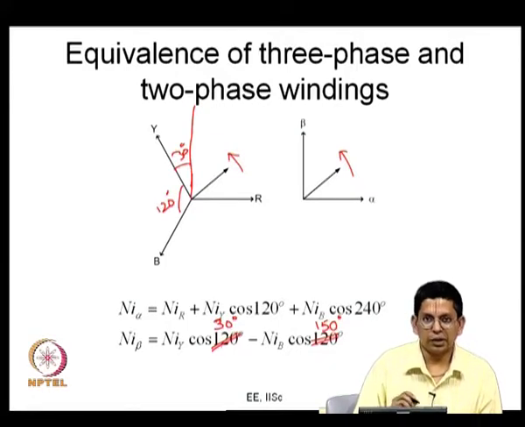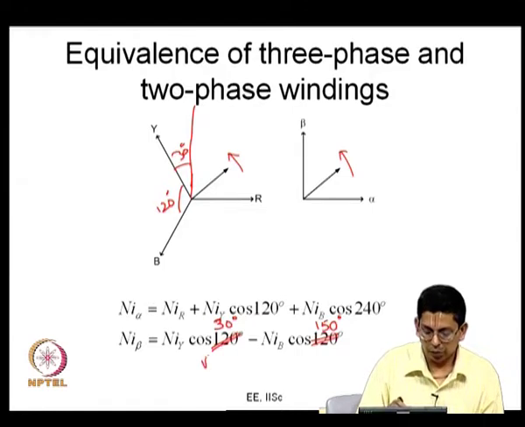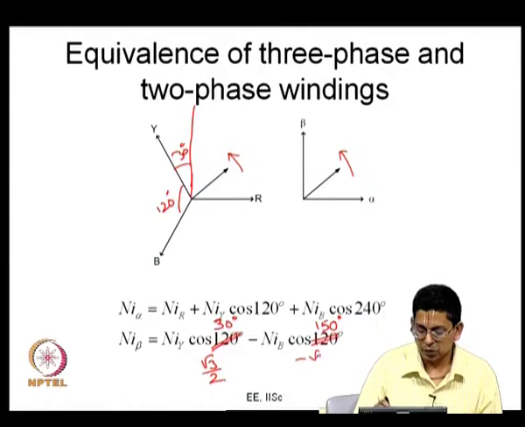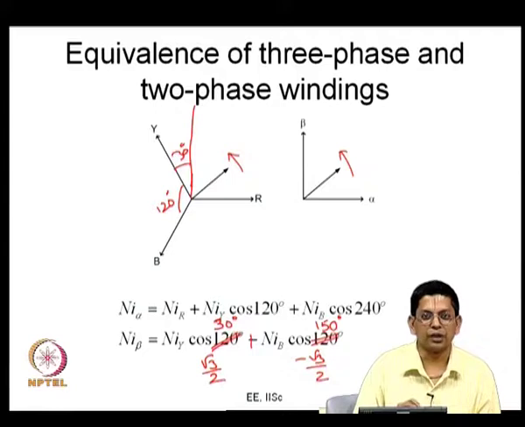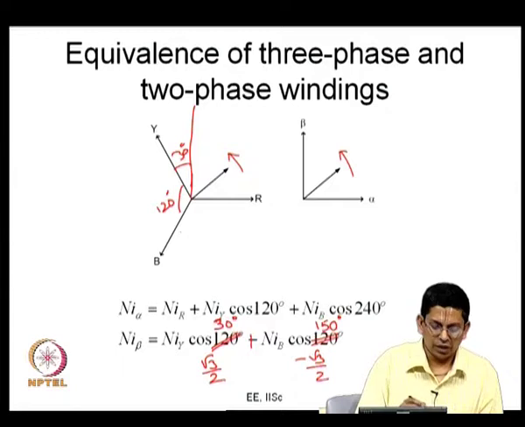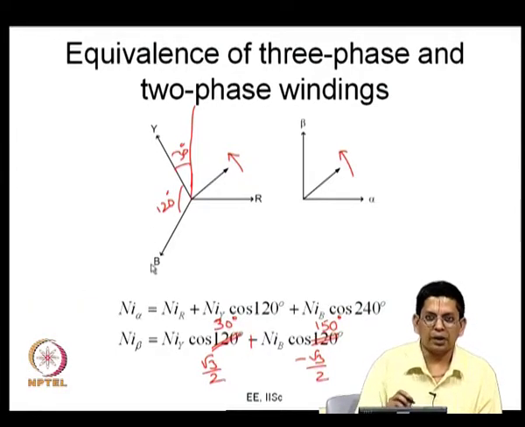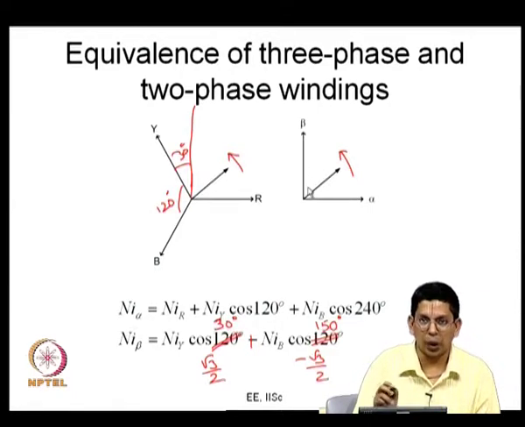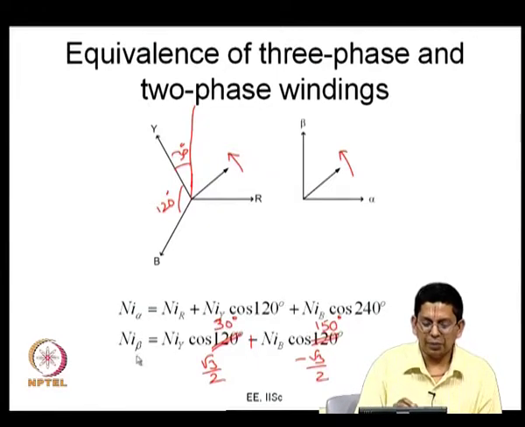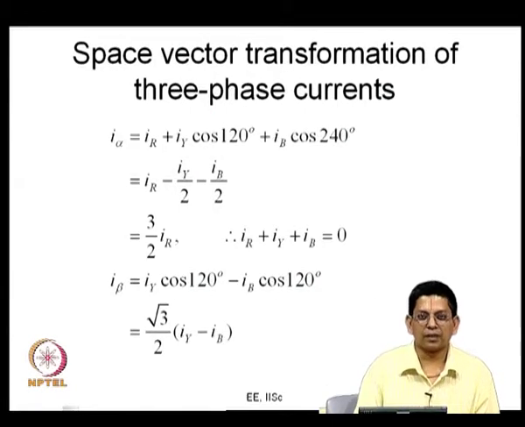Now, cos 30 degree is root 3 by 2, cos 150 degree is minus root 3 by 2, and it is actually a plus sign here, plus n I b cos 150. So, this is what you really have. Whatever is the revolving MMF produced by a 3 phase winding R Y B can also be produced by a 2 phase winding alpha and beta whose axes are separated by 90 degrees, provided your I alpha and I beta satisfy the two equations given here. So, that is what I am writing down in the next slide.